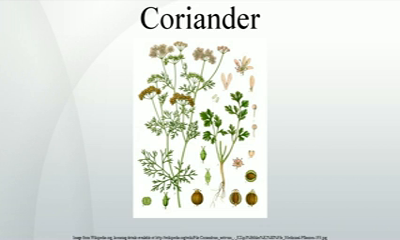Cilantro is the Spanish word for coriander, also deriving from coriandrum. It is the common term in North America for coriander leaves, due to their extensive use in Mexican cuisine.